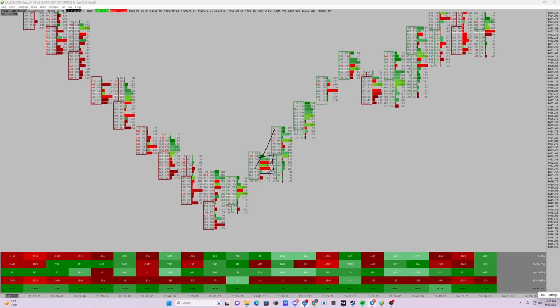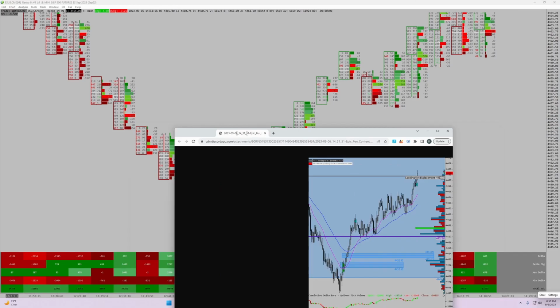Sellers were aggressively hitting the bid. Buyers were aggressively hitting the offer. On this move here, buyers won this battle. So my expectation is price is going to pull back and hold this area or this area before we make a move higher. Okay, now I'll show you exactly my trade here.